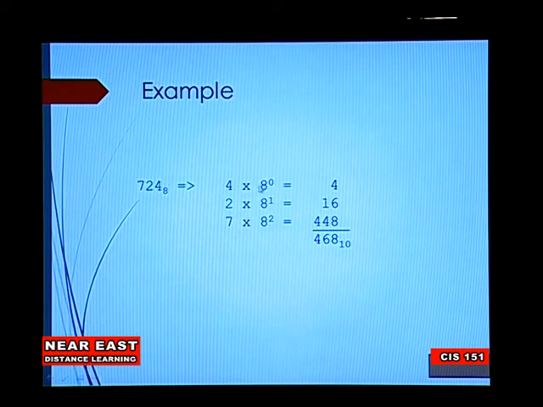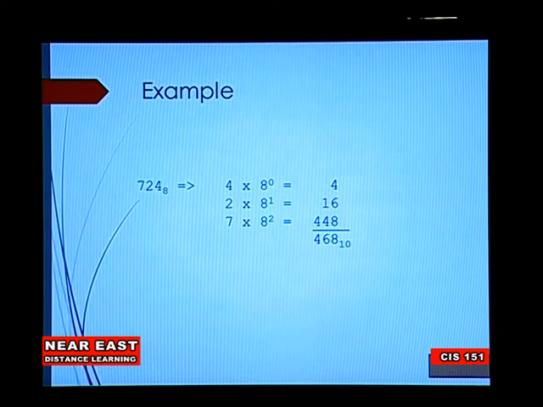So 4 times 8 to the weight 0 gives us the result 4. 2 times 8 to the weight 1 is 16. 7 times 8 to the weight 2 is 448. So this number in base 8, which is the octal, is exactly 468 in decimal. So 724 in base 8 is 468 in decimal. This is how we convert from octal to decimal.